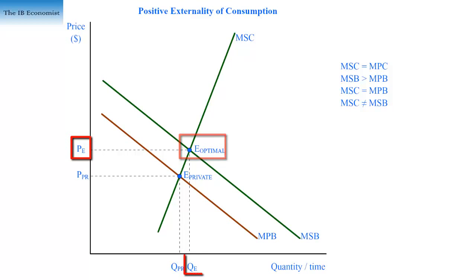Again, the marginal social benefit and the marginal social cost would equal at the optimal equilibrium, when we would have the price in equilibrium and the quantity in equilibrium. E optimal is the socially desirable point.